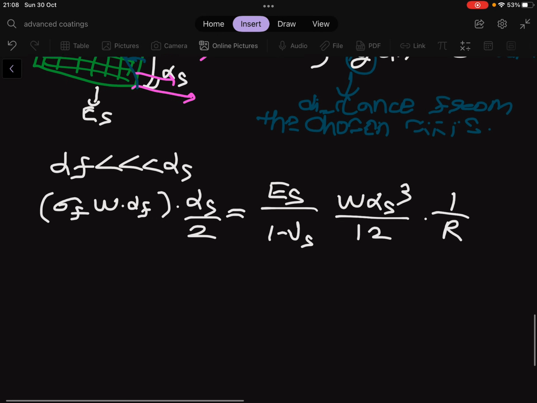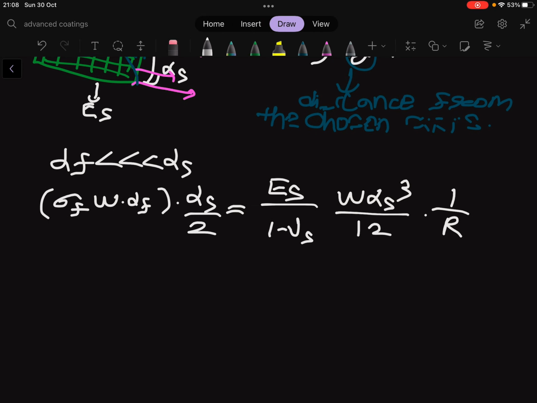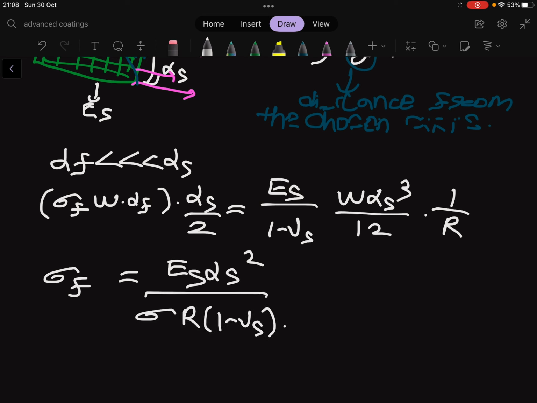So the film stress, sigma f, can be expressed by this equation: sigma f equals Es ds squared divided by 6 R (1 minus mu s) df. This is called Stoney's formula. So values of sigma f are determined through the measurement of R, and elastic properties of the coating material are not involved in these steps.